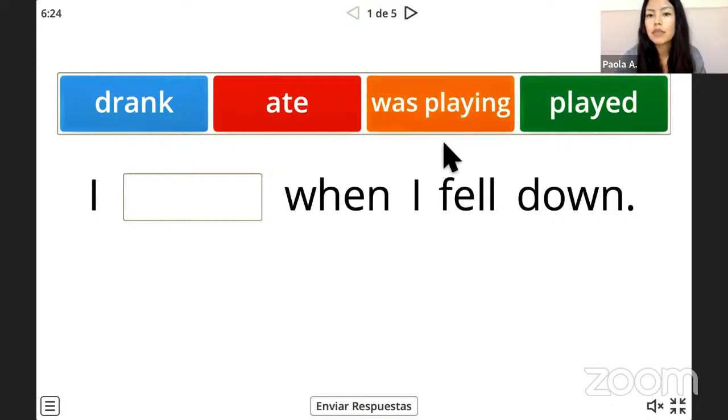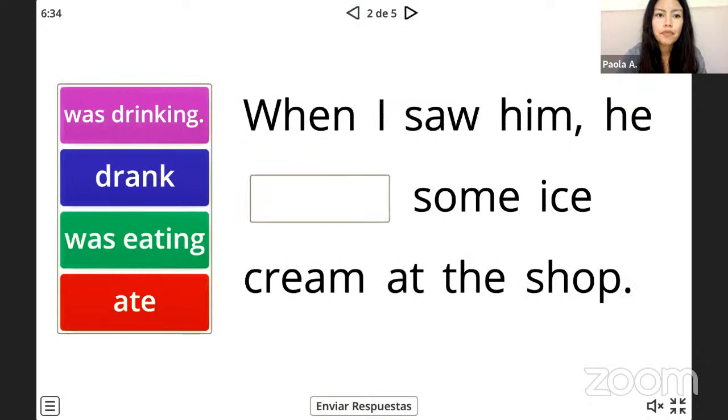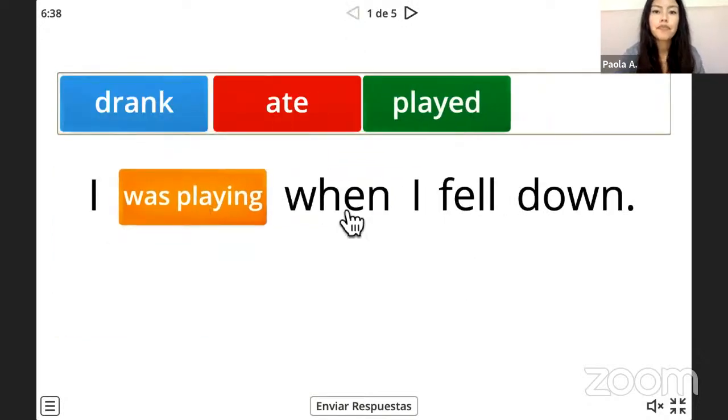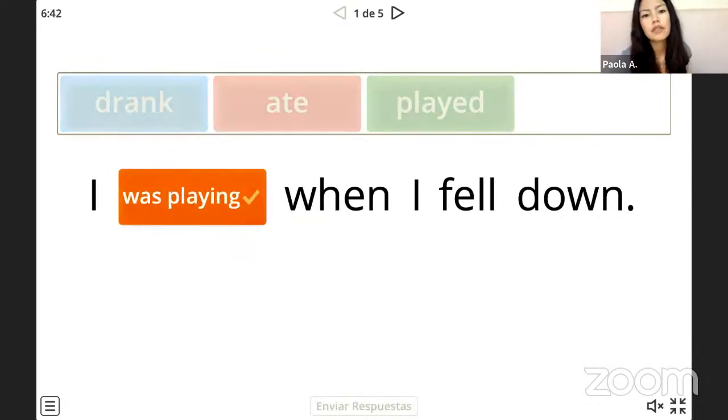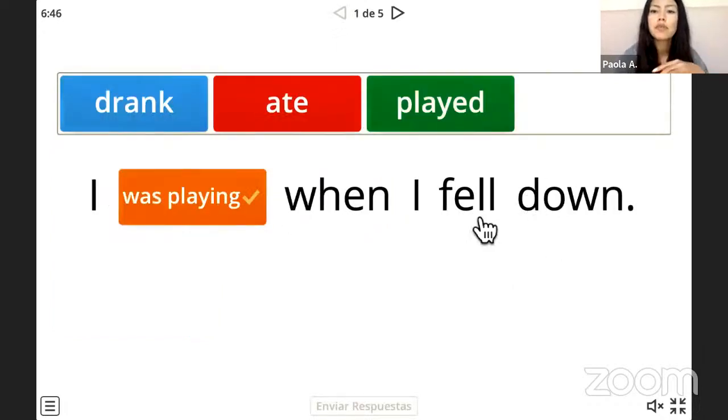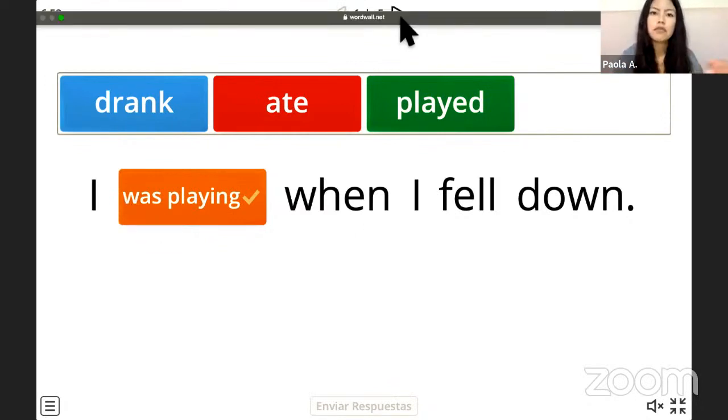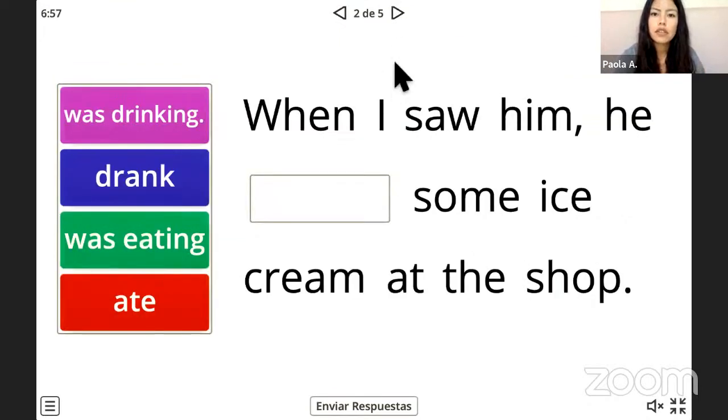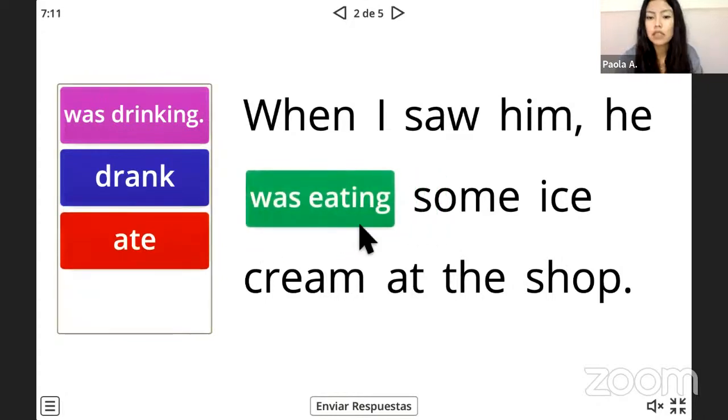Let's see, maybe it will be continuous. So let's take a look. Yes. It's talking about something that was in progress when something else happened. I was playing when I fell down. This was happening and then they fell down. Next one. It says, when I saw him, he, what do you think? Was drinking, drunk, was eating some ice cream at the shop. Yes, probably was eating. When I saw him, he was eating. So we're talking about something that was in progress.